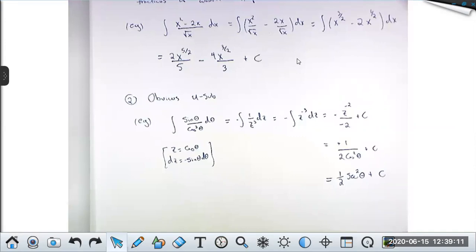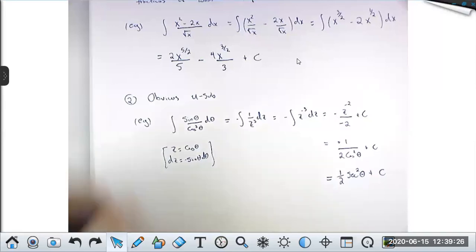So yeah, try to do some algebra. If there's no obvious algebra to be done, look for an obvious u sub, an obvious trig sub. But plenty of times you won't have that either.